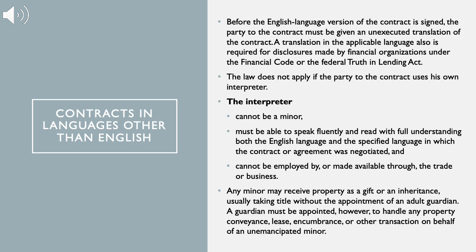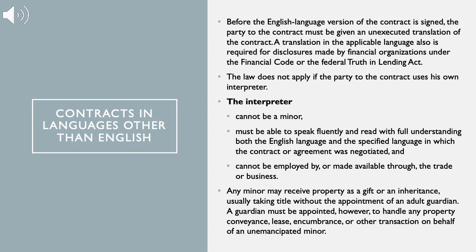Contracts in languages other than English. Before the English language version of the contract is signed, the party to the contract must be given an unexecuted translation of the contract. A translation in the applicable language also is required for disclosures made by financial organizations under the Financial Code or the Federal Truth in Lending Act. The law does not apply if the party to the contract uses his own interpreter. The interpreter cannot be a minor, must be able to speak fluently and read with full understanding both the English language and the specified language in which the contract or agreement was negotiated, and cannot be employed by or made available through the trade or business.